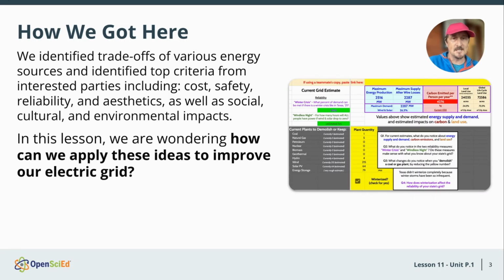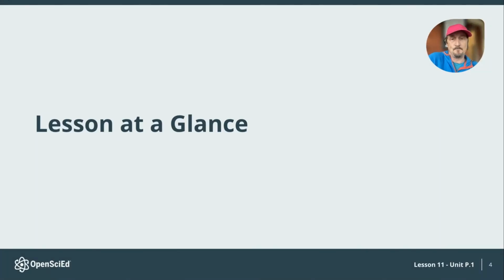We finished lesson 10 having identified trade offs of various different energy sources and talking to family members and friends about their top criteria. So we're wondering, how can we apply those ideas to analyze our current electric grid and make improvements?